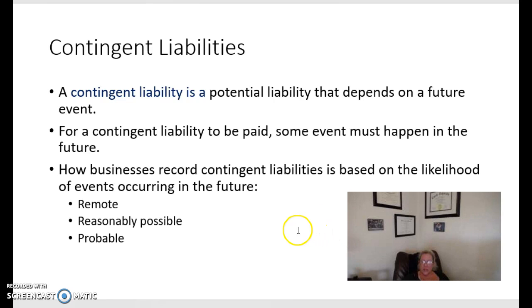Contingent liabilities. These are potential liabilities that depend on a future event. So a lot of times this is because of a lawsuit. Okay? So for a contingent liability to be paid, some event must happen in the future, or the business loses the lawsuit. It's not all lawsuits, but lawsuits is a really good example. And so how they record those contingent liabilities is based on the likelihood of events that occur in the future. And so we classify those as either remote, reasonably possible, or probable.